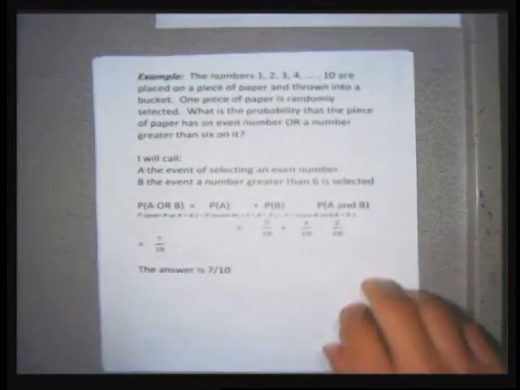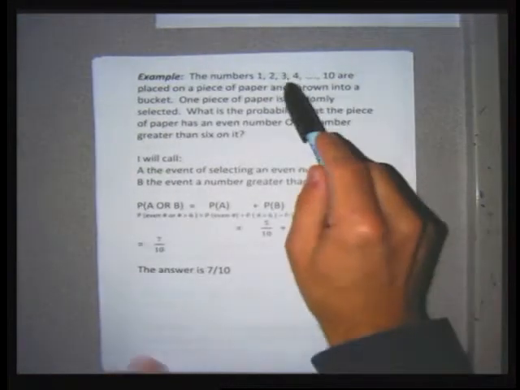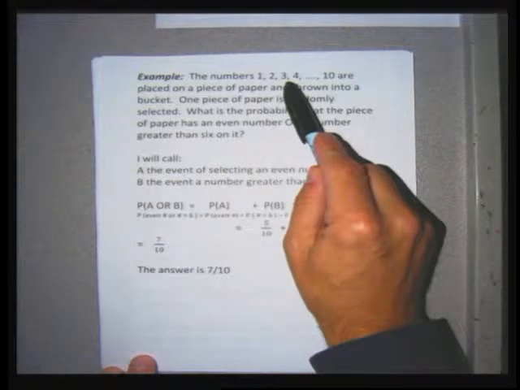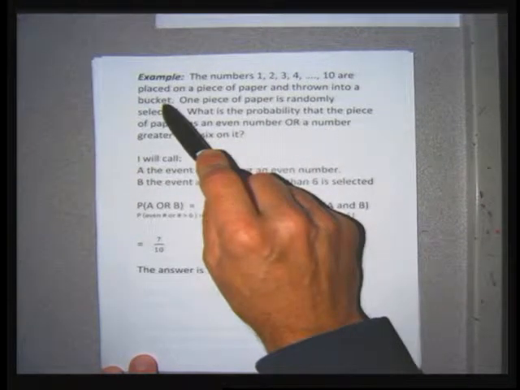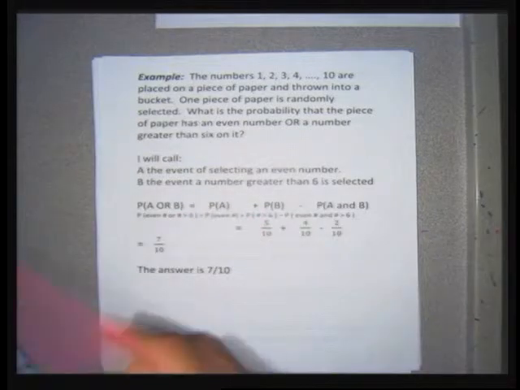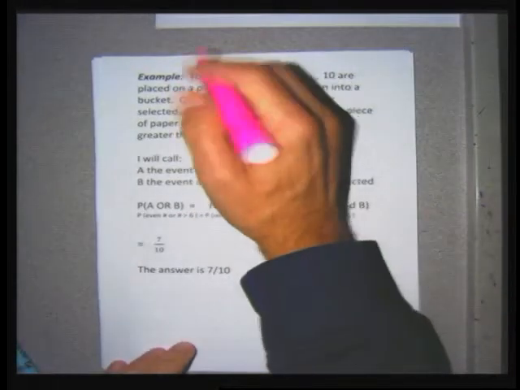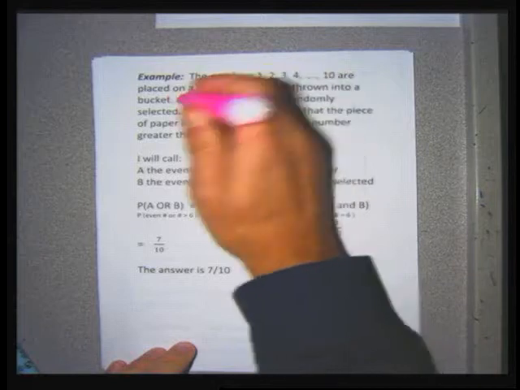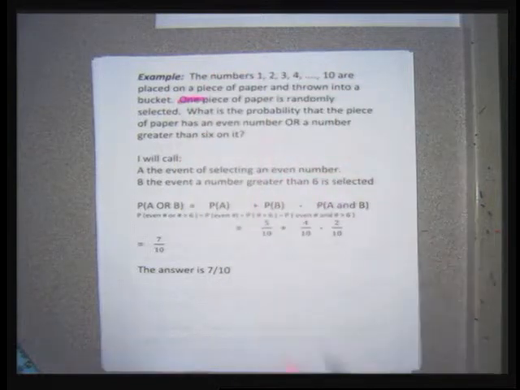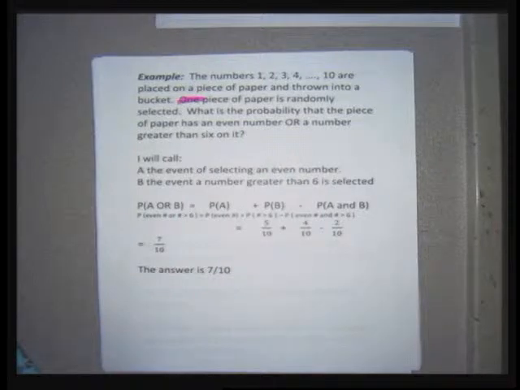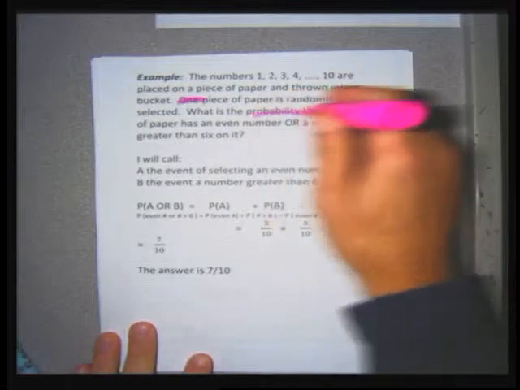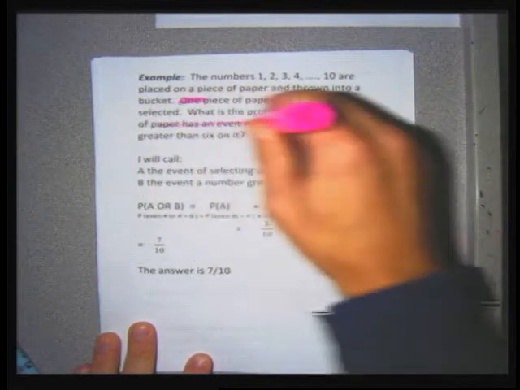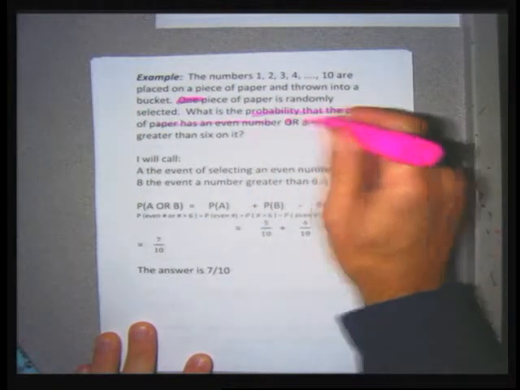So here's another example. We take the numbers 1 through 10, we write them on pieces of paper, and throw those pieces of paper into a bucket. One piece of paper is taken out. This is probably important because this is a single experiment. My single experiment is pulling one number from the bucket. And the question is, what is the probability that the piece of paper has an even number or a number greater than 6 on it?